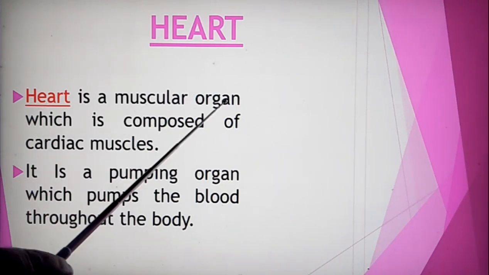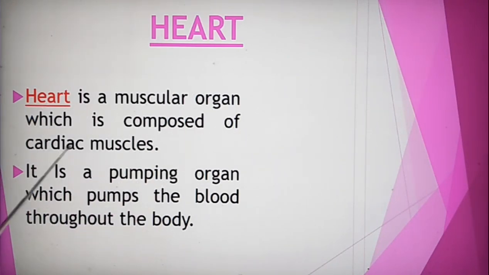Heart is a muscular organ which is composed of cardiac muscles. Last year you studied about cardiac muscles, right? Then what is the function of this cardiac muscle and where is it found? Cardiac muscle is involuntary muscle. That means it is not under our control and it is in the heart only. And our heart is a pumping organ which pumps the blood throughout the body.